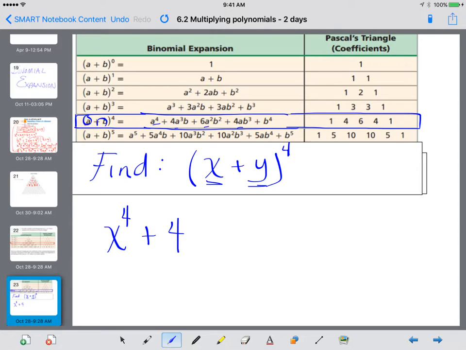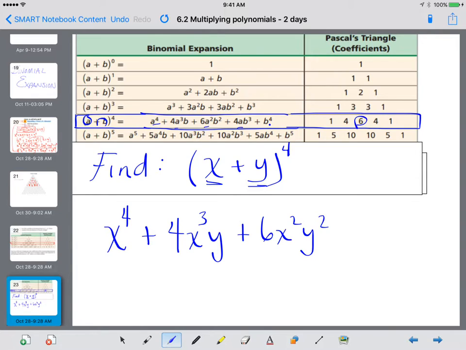Whereas b, there's no b to start, then it's b to the first, b to the second, b to the third, b to the fourth. It goes the opposite direction. So here, if I just have two variables, I've got x to the third, it's going to drop down 1, and y is going to appear, y to the first. Then my next coefficient is 6. Okay, and I'm going to drop down 1 x, so it's x squared. Pick up one more y, so it's y squared.